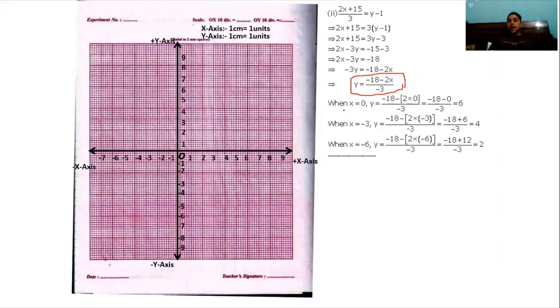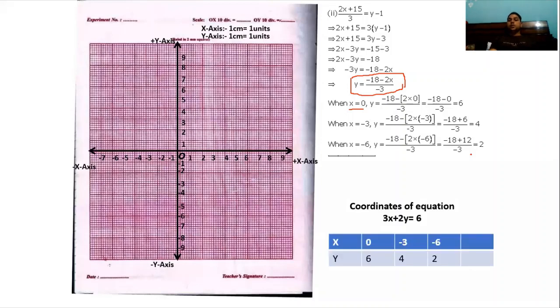Substitute the value of x, as x is an independent variable and y is a dependent variable. For different values of x, we'll have the value of y. So put x = 0. So we have -18 upon -3, which is equal to +6. When x = -3, what do we have? (-18 + 6) upon -3, it will be +4. Similarly, when x = -6, y = 2 here. So we can have different values of y when we substitute the value of x here.